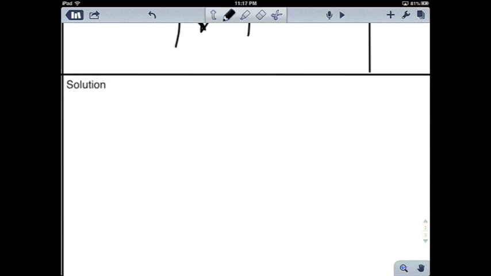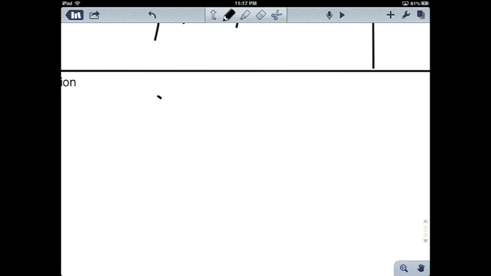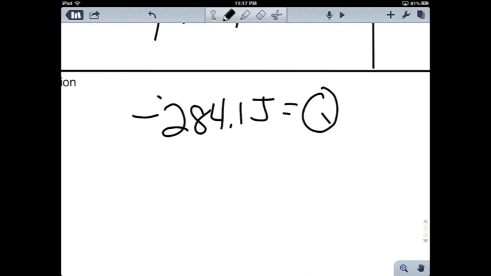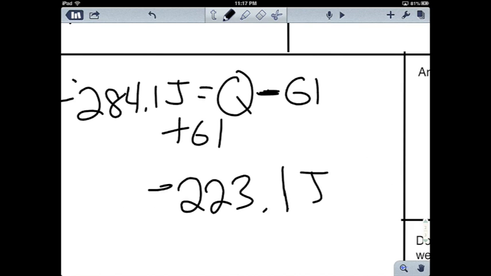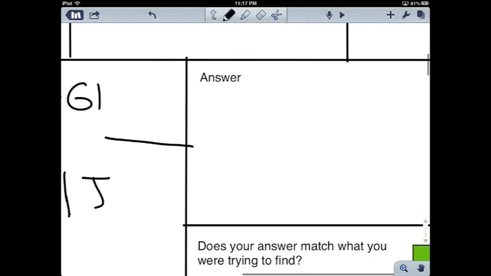So we look at our solution. Delta U, remember, is negative 284.1 joules. Remember, you're decreasing the energy of the system by 284. Q we don't know, and we know that we are going to lose 61 joules as a result. So we add 61 joules to both sides, and what we end up with as our solution is going to be negative 223.1 joules.